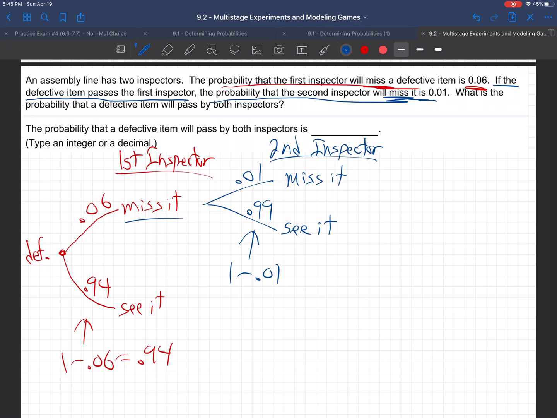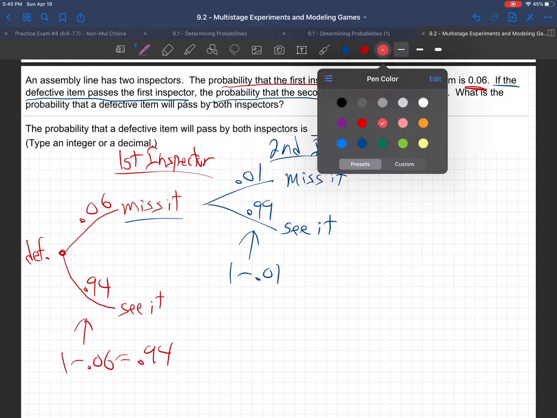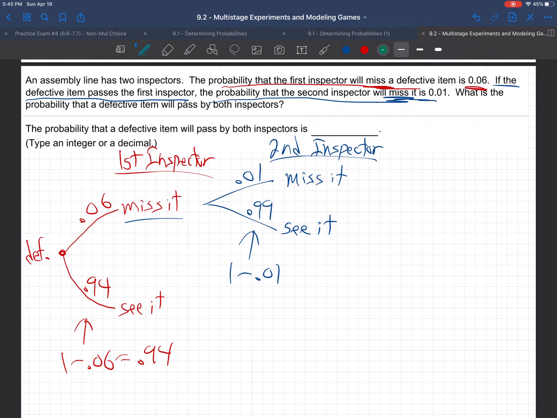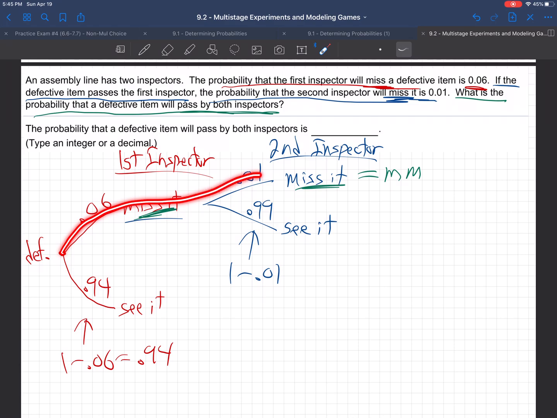Okay, I don't need to fill out any more of the tree. That's actually all I need right there. Why? Because see what they're asking? What is the probability that the defective item will pass by both? In other words, they only want this result: miss, miss. They want the miss followed by the miss. What's the probability that we'll go this route, miss, miss?